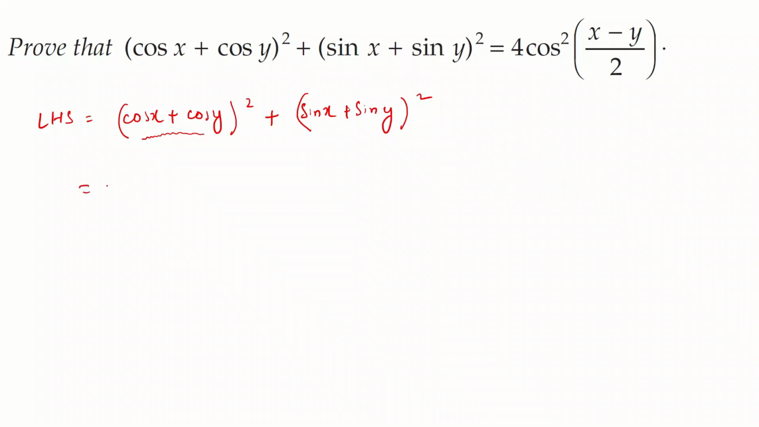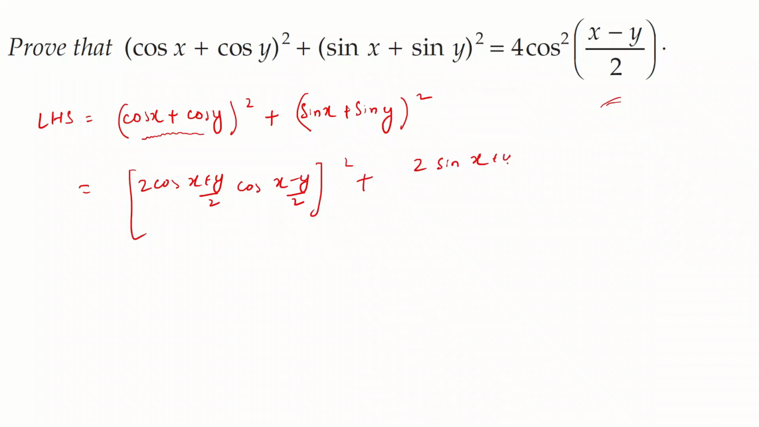Okay, so what I do, I apply the formula over here. So cos c plus cos d is 2 cos c plus d by 2 cos c minus d by 2. So this is x minus y by 2 I'm getting. That is why I had a hunch that, okay, I should apply the formula first and then square it up. But if you want, you can square it in the first step as well. Now sin c plus sin d is 2 sin c plus d by 2 cos c minus d by 2. Okay, and the square of this.